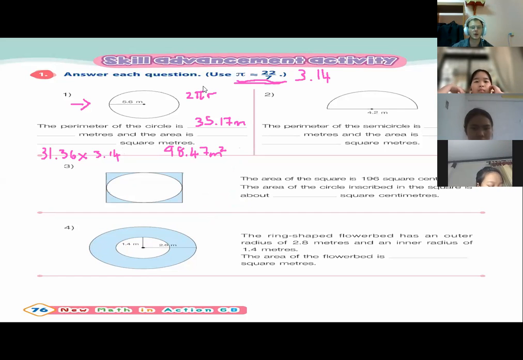By radius squared. Now, number 2, I wanted to look at because it looks a little bit different. So let's see number 2. What is the perimeter of a semicircle? How will we calculate the perimeter here? Can you give me the formula to calculate the perimeter of a semicircle? What is our formula? What is the formula for the perimeter of a circle?